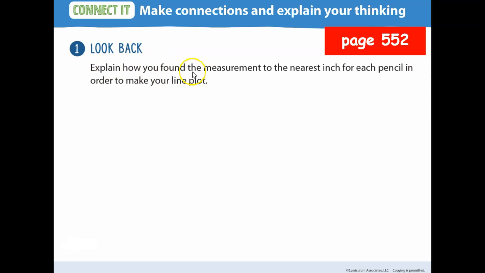It says, explain how you found the measurement to the nearest inch for each pencil in order to make a line plot. Well, obviously it says inches, so I use my ruler and I put one end of the ruler on the pencil, and then looked at the other end to see how long the pencil was, right? And if I was going to make a line plot, I would write, well, there were 3 inches, 4 and 5 inches, right?